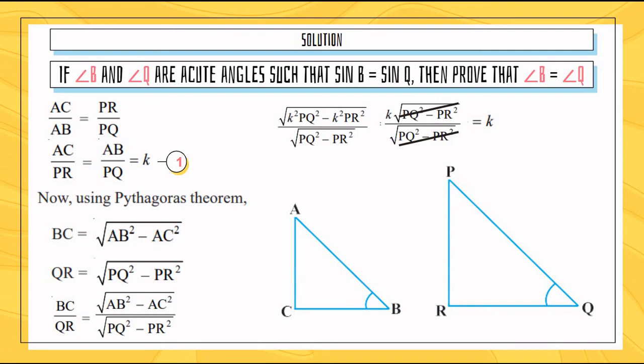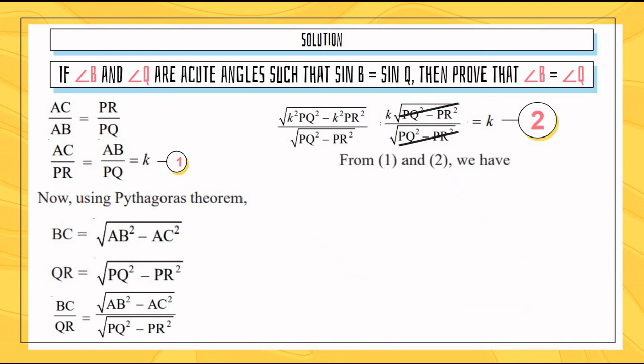So what is the value of K? The value of K is nothing but BC by QR. So we have got the value of BC by QR as K, and we are going to name it as equation 2. Now what do we try to get out from this 1 and 2?